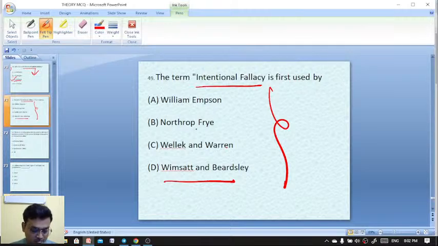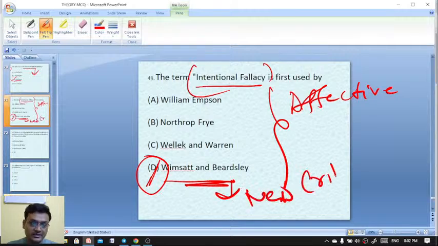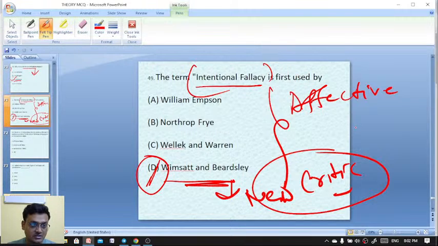William Wimsatt and Monroe Beardsley. Isn't it? Intentional fallacy, affective fallacy, these are by William Wimsatt and Monroe Beardsley. They had used the term intentional fallacy as well as affective fallacy. And they are actually New Critics. Satish, no, no, it's William Wimsatt and Monroe Beardsley. They have used the term intentional fallacy and affective fallacy. They are the New Critics.